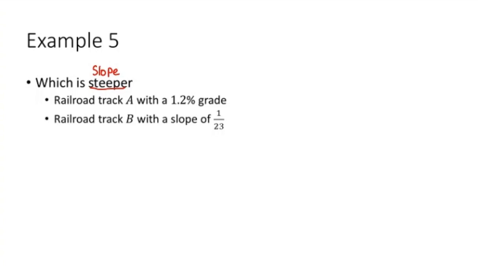Now, grade is another word we can use interchangeably with the word slope. Now, one thing to be careful of is we don't like to work with percentages or compare with percentages. Looking at the 1.2%, keep in mind we don't like to work with percentages. What we're going to do is convert the 1.2% into a decimal. One thing to recall is percent is Latin for per 100. So 1.2% is the same as saying 1.2 over 100, which is equal to 0.012. So railroad track A has a slope of 0.012.